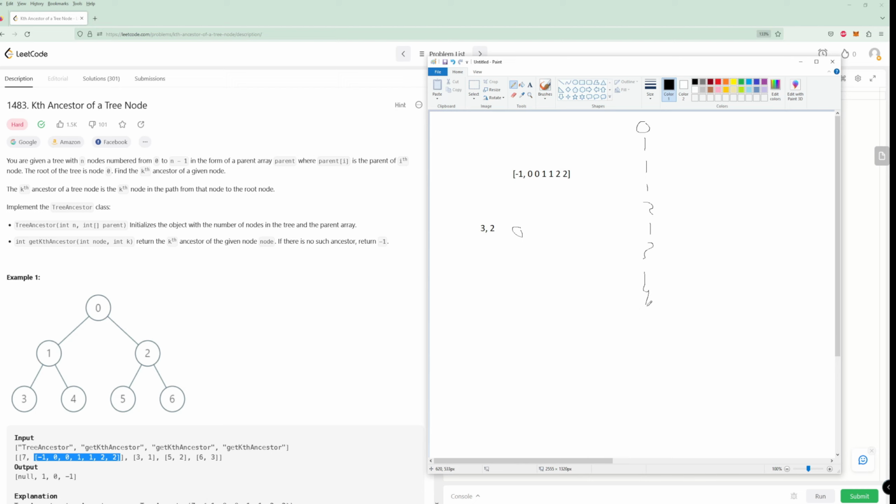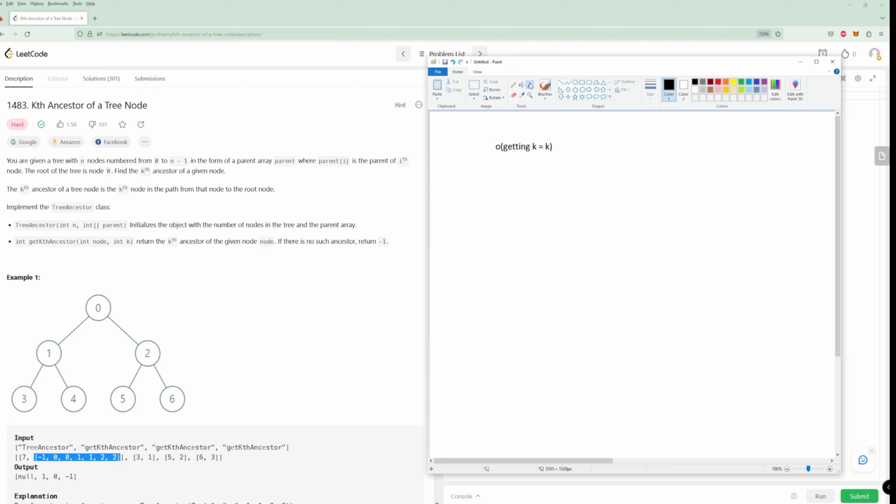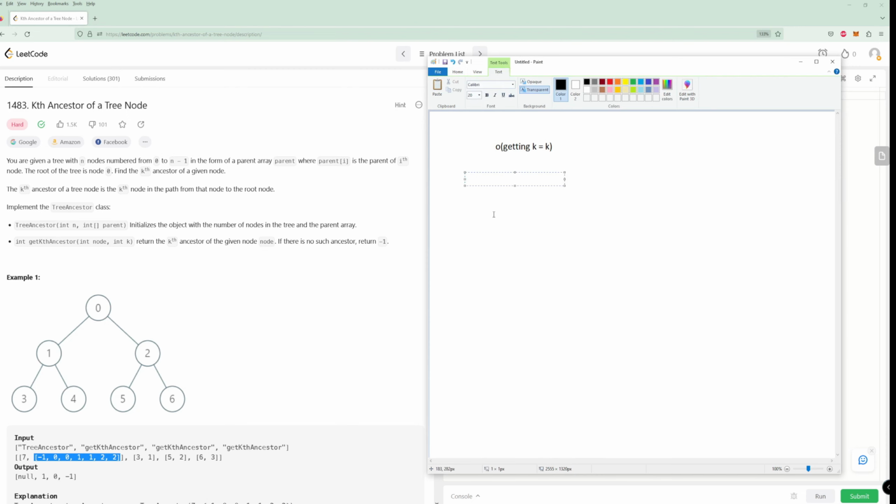Then to get to the kth ancestor, let's say we have 1,000 nodes and we want the 1,000th ancestor, we'd have to go up 1 by 1 by 1 by 1 by 1. So the time complexity of getting the kth ancestor is k in the worst case. If we're asked to get k of 1,000 on the balanced tree, we would just go out of bounds, so here it would only be 2. But if we are given a linear tree and we want an ancestor, we have to go up k.